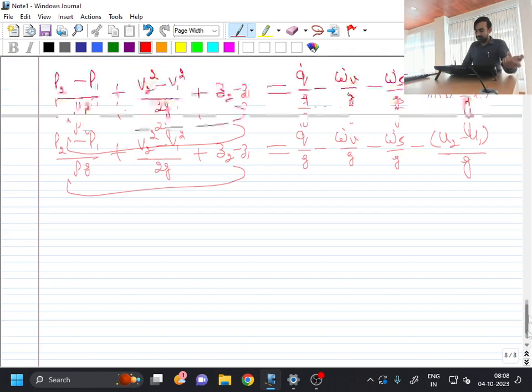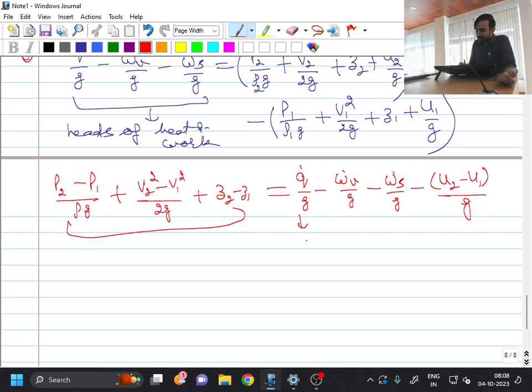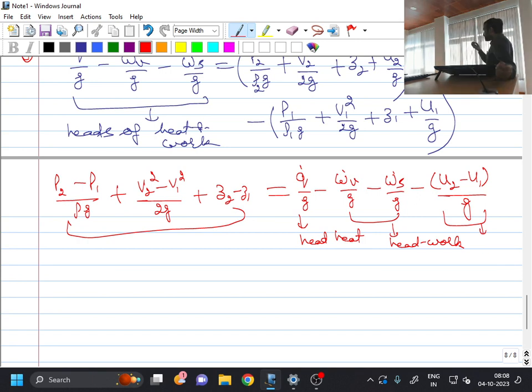The additional terms are: one is head because of heat. Then these two are heads because of work, and the third one is head because of change in property of the fluid. Internal energy represents the changes in the properties of the fluid medium by changes in fundamental properties. So ultimately, what I can say is that this left hand side can be simply equated to some heads.